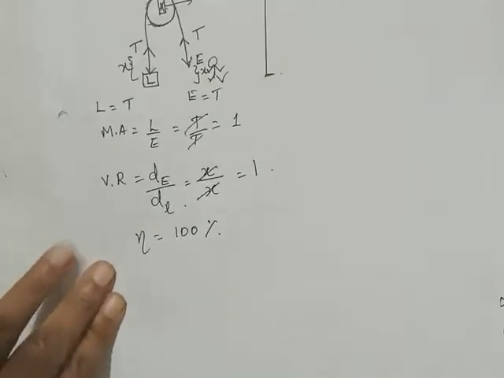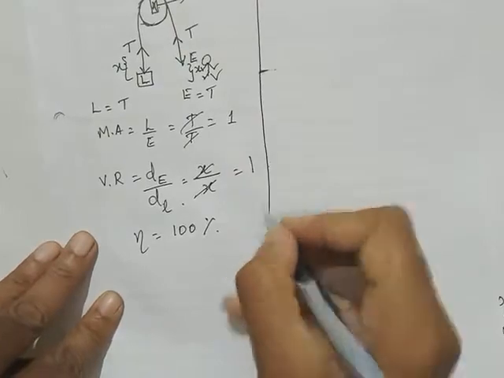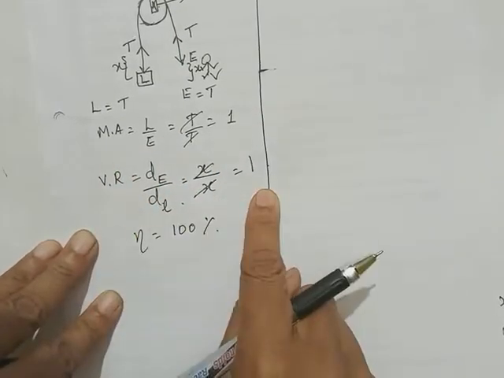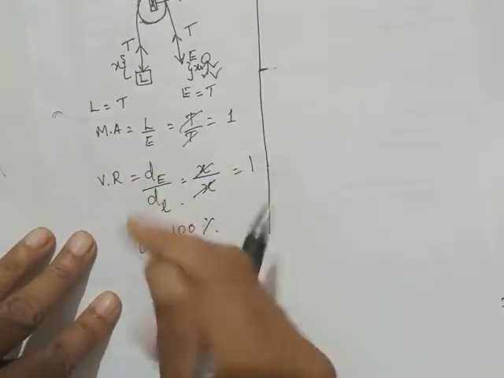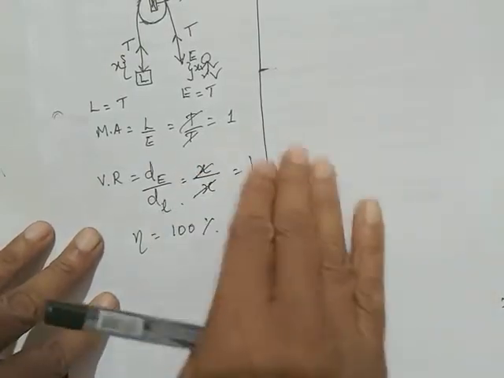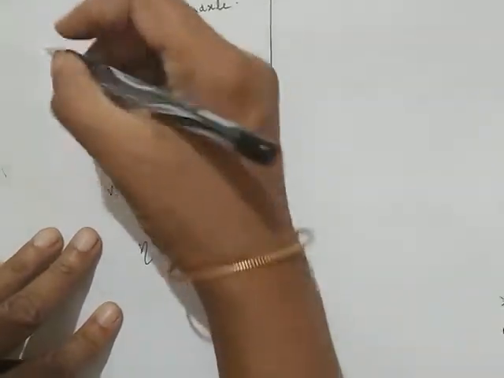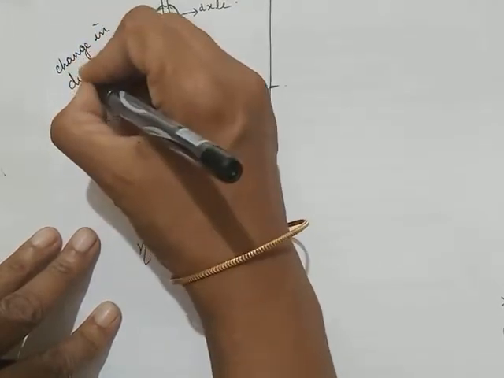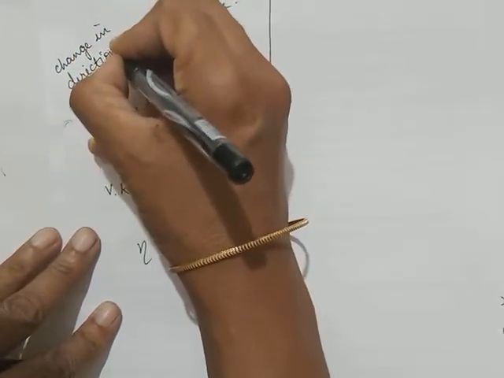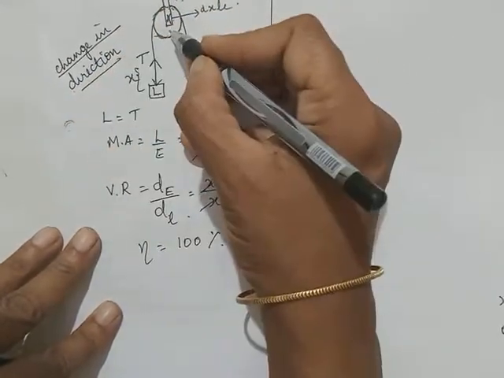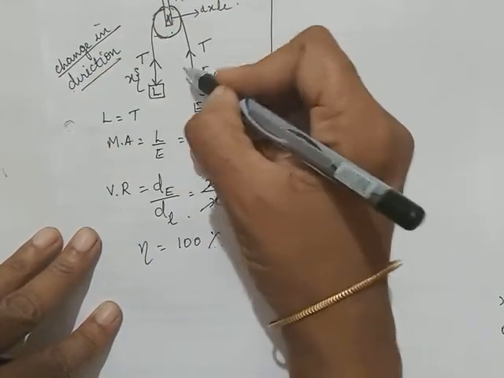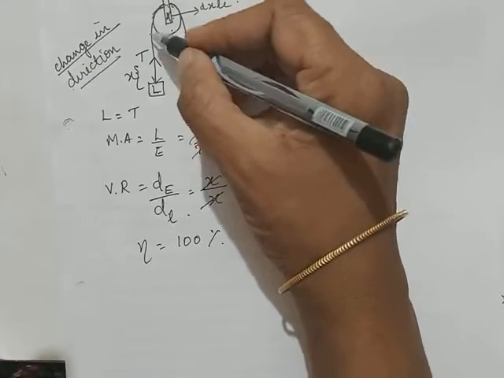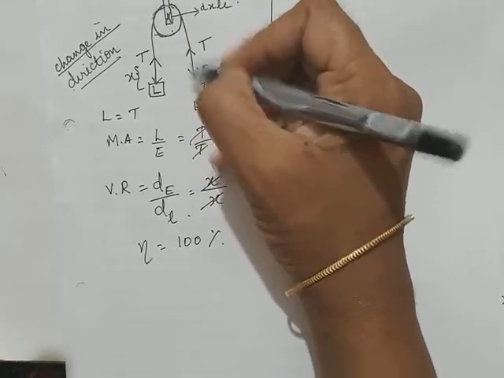Now this kind of a machine, MA is also 1, VR is also 1. So it's not a force multiplier. It's neither a force multiplier nor a speed multiplier. What is it used for? Just change in direction of force. So I told you in the first video itself, without a pulley also you can draw water, but it will be difficult because you have to apply force in the upward direction.